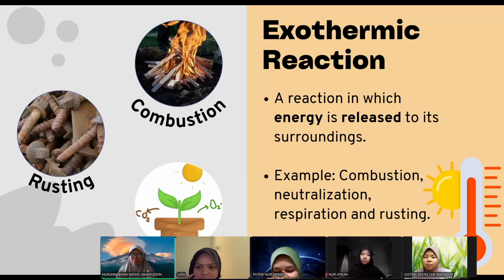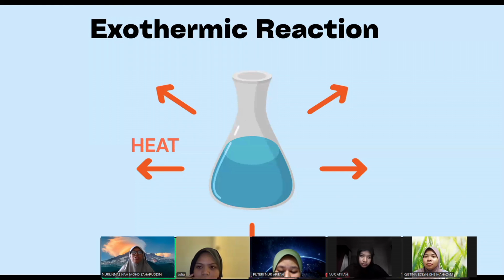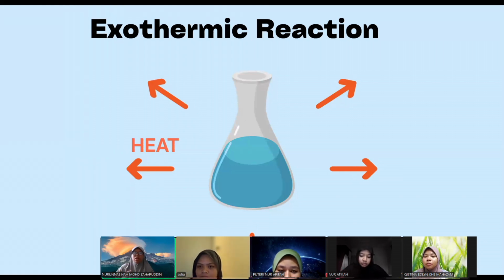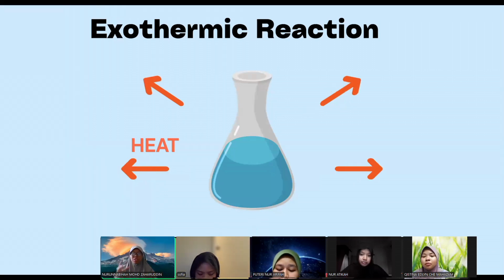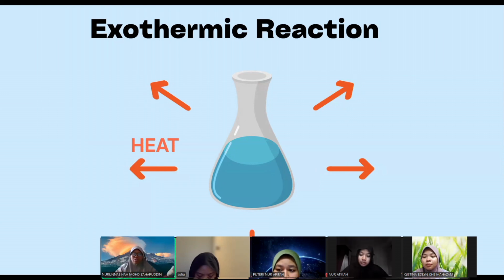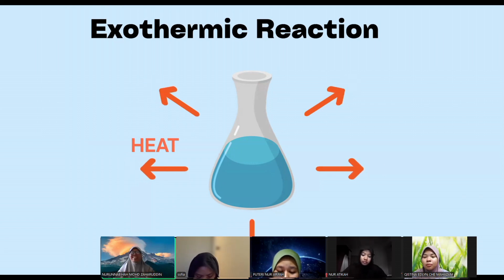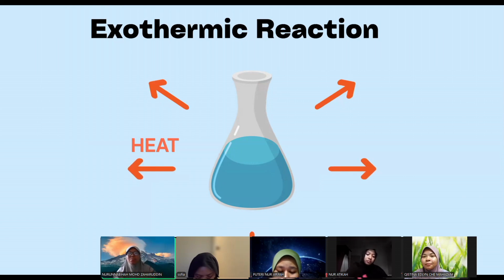Do you guys understand? Okay, now we're moving on to how an exothermic reaction happens. Like Atika said, we can feel the heat from the burning paper because when the paper burns, the fire releases the heat. So that's why we from the surroundings can feel the heat, can absorb the heat.